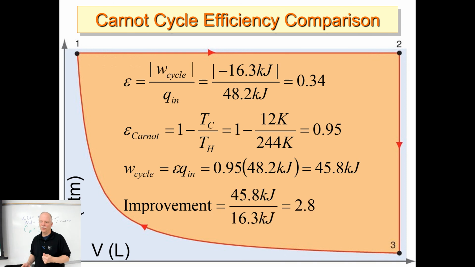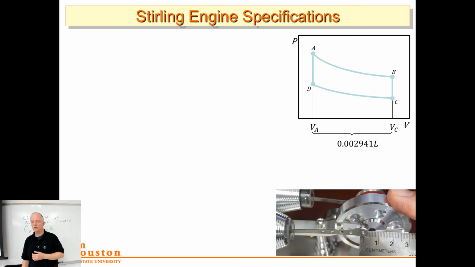And so then we can look at what kind of heat, what kind of work we would get out of this cycle. If it were a Carnot cycle with those 2 temperatures, we'd get 45.8 kilojoules instead of 16. So our improvement would be 2.8 times if we were able to get a Carnot cycle to run at these 2 temperatures. So that'd be fantastic. Let's look now at the Stirling engine.